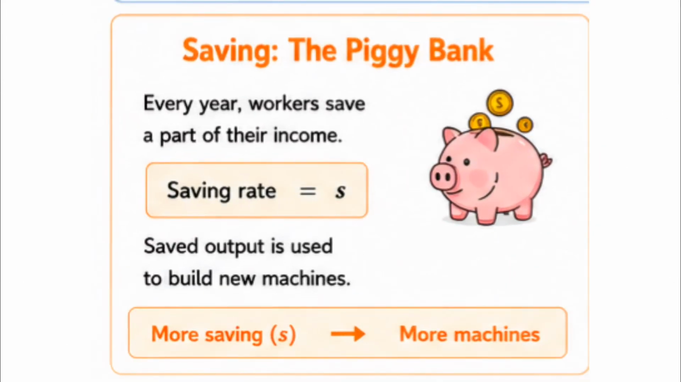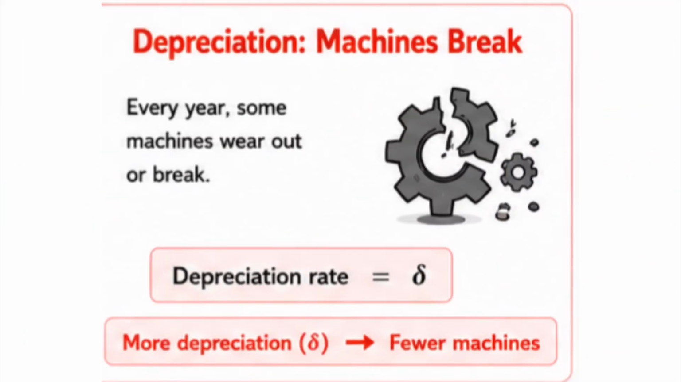As we were saying, each year the workers put a part of their income, at a saving rate denoted by s, into a kind of piggy bank. That saved output is then used to build new machines, so more saving directly translates into more machines. Now, just as saving builds things up, there's the other side of the coin, depreciation. Every year, some machines wear out or break, at a rate we call delta. So the higher that depreciation rate, the more machines you lose, which brings us inevitably toward a balance between machines being built and machines breaking down.